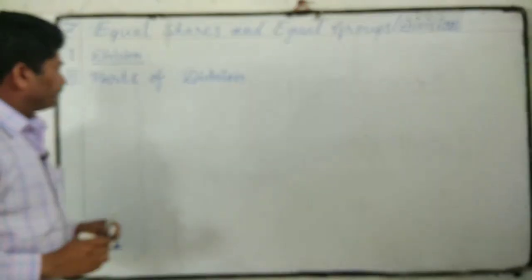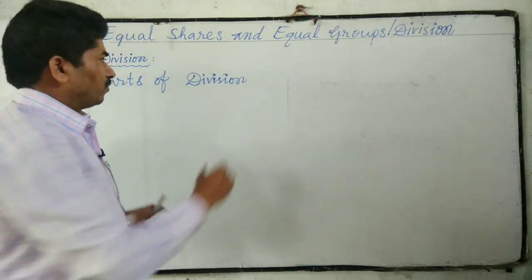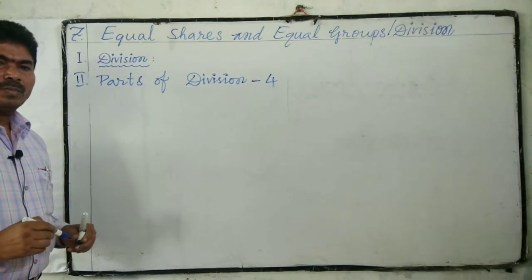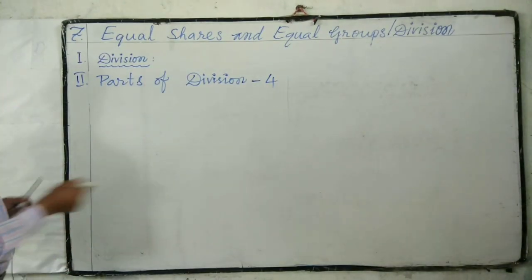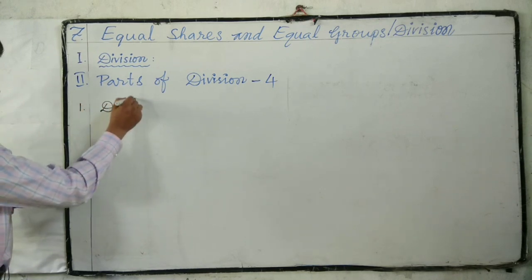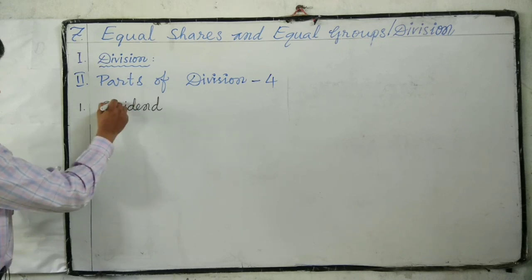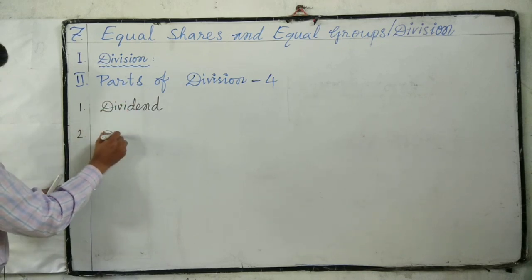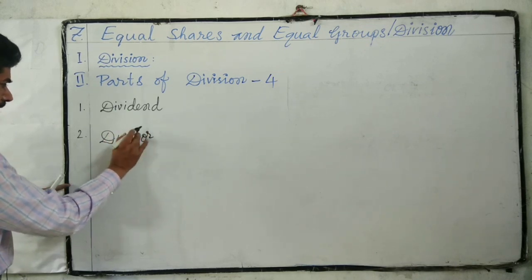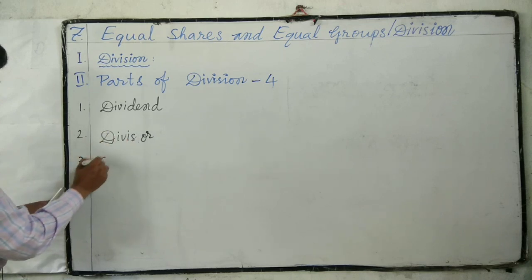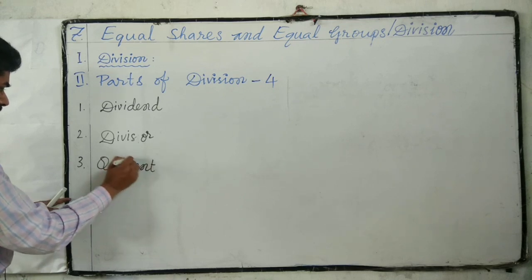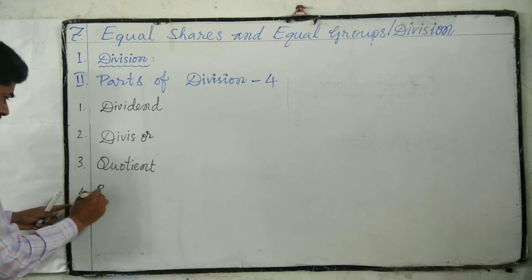Parts of division. There are 4 parts in division. They are dividend, divisor, quotient, and remainder.